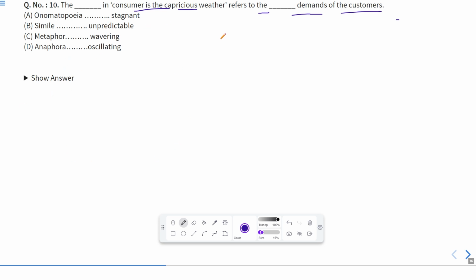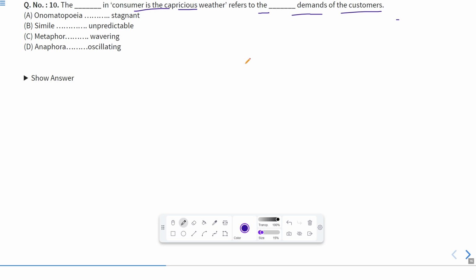Now, obviously, if I say the consumer is the capricious weather, I told you that capricious weather means when a consumer changes his behavior unexpectedly or suddenly. Whereas weather is actually the atmosphere, or the type of weather which is there, whether it is sunlight, monsoon, or whatever. So that is known as weather. The situation of the temperature and all, that is called weather.